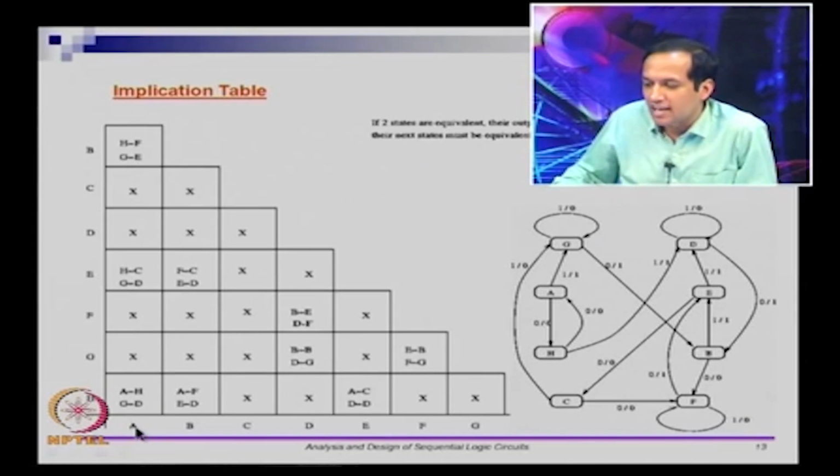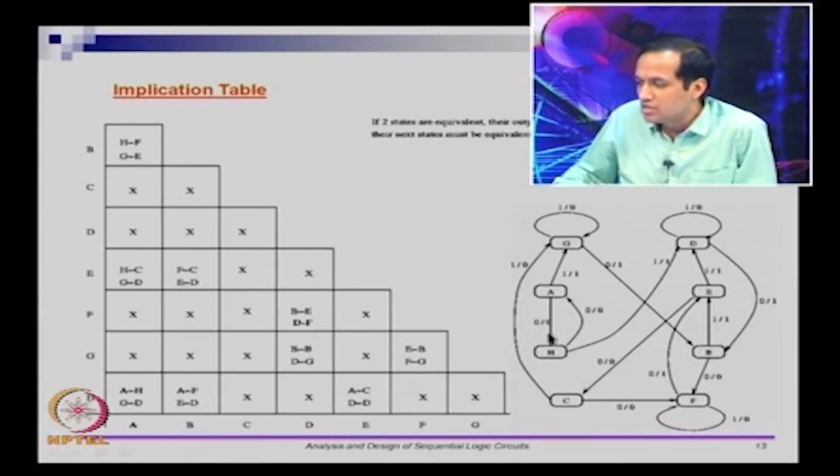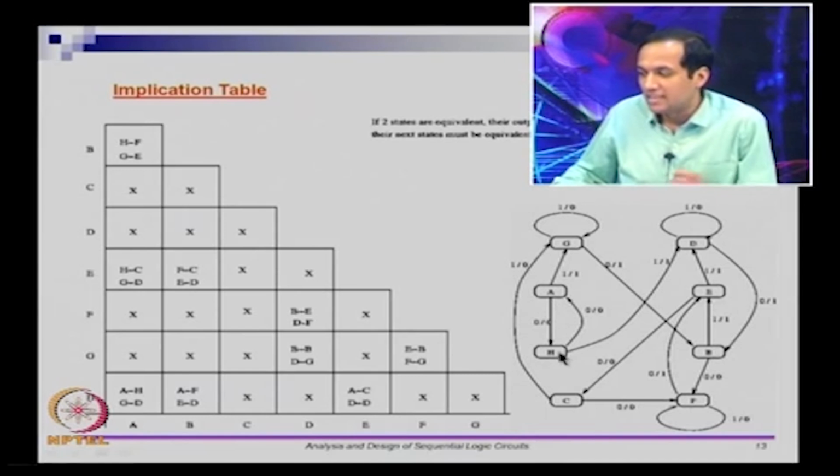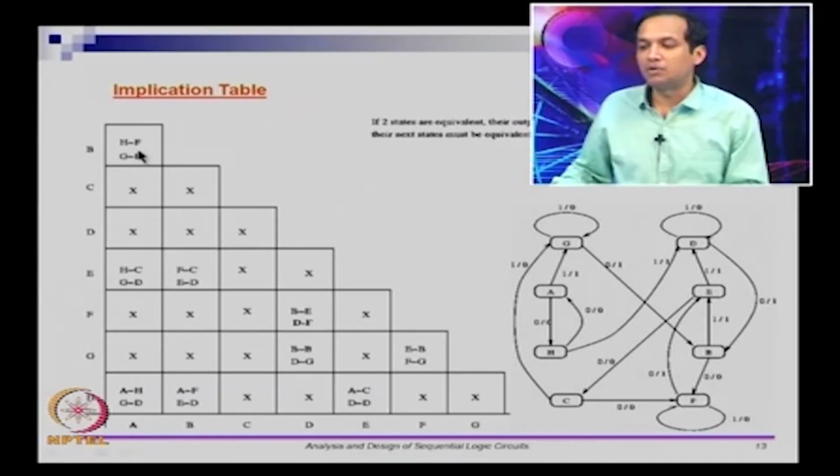So I look at A and B. So on the rows I look at A, on the column I look at B, and I have some entry here. If I go to the state machine, on A, on a 0 input you go to H, B, on a 0 input you go to F. If you want A and B to be equivalent, then on 0 it should go to either the same state or it should go to the equivalent state. So if I want A and B to be equivalent, then H and F have to be equivalent. That is what you have here, right.